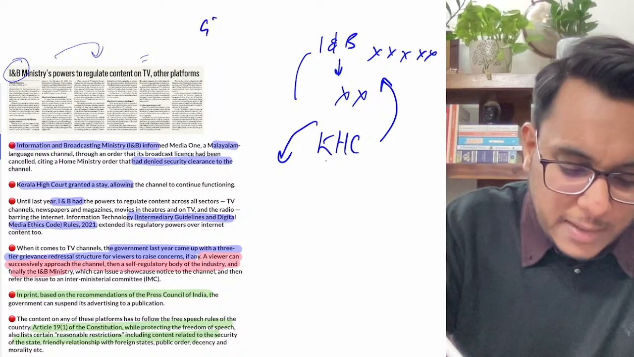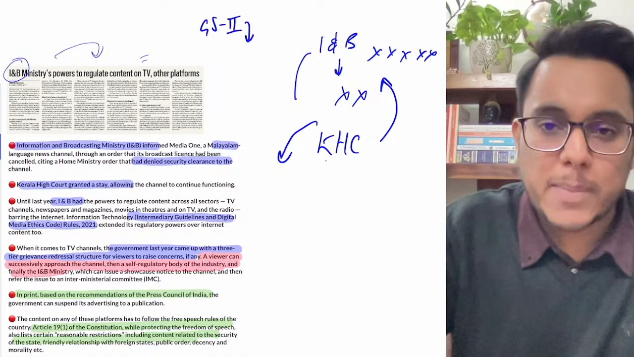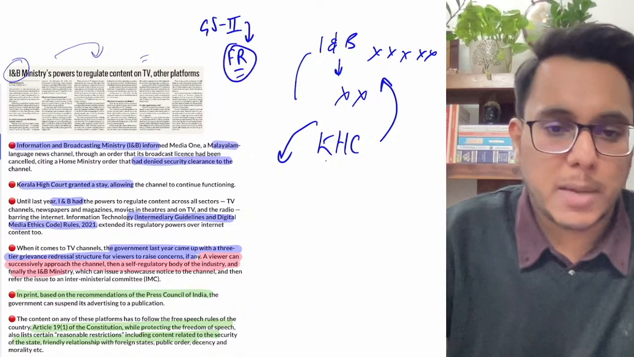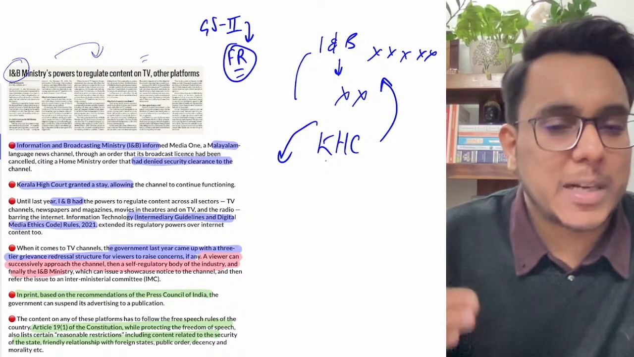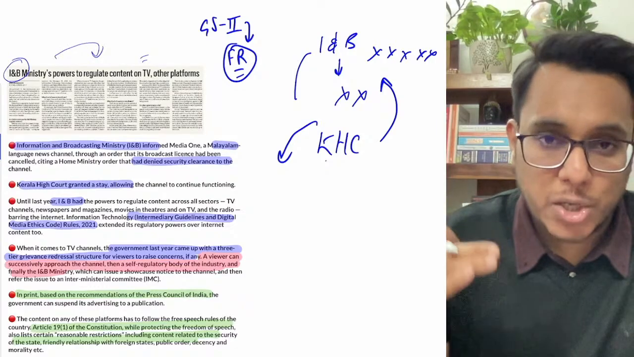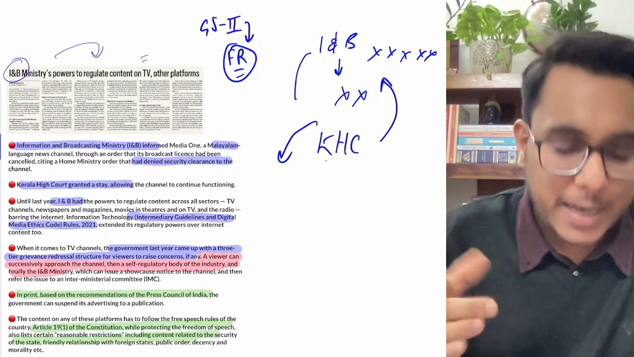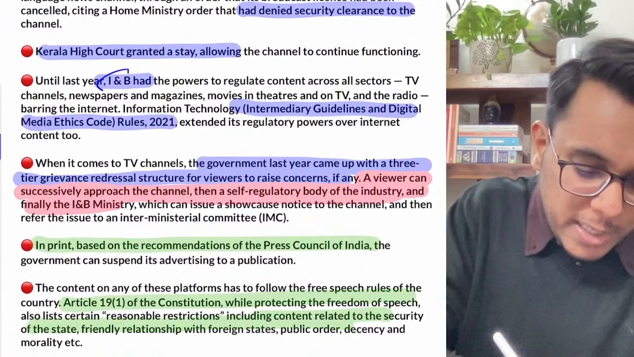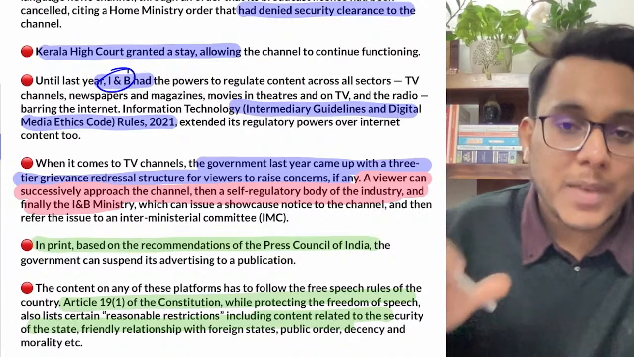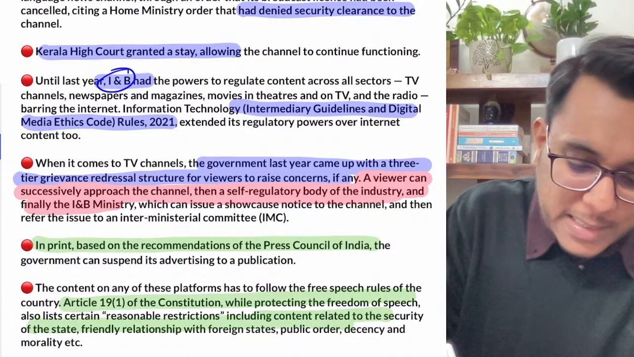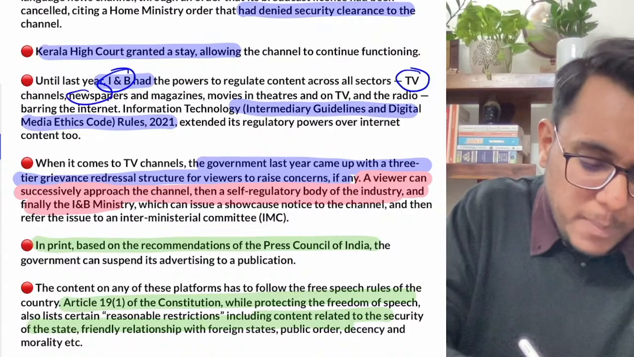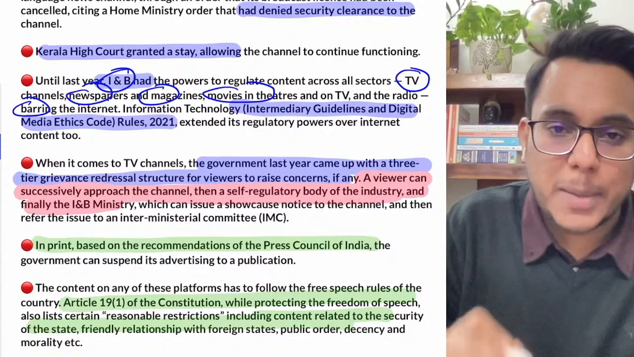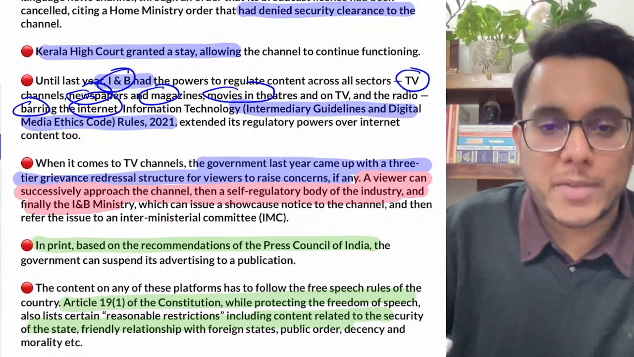This issue we will see in the light of GS paper number 2: freedom of speech and expression, fundamental rights. Now let's understand how the Information and Broadcasting Ministry can control content. When we talk about the mandate of the Information and Broadcasting Ministry, they have the power to regulate sectors such as TV, newspapers, magazines, movies in theaters, and radio, but on the internet they did not have the power to regulate.